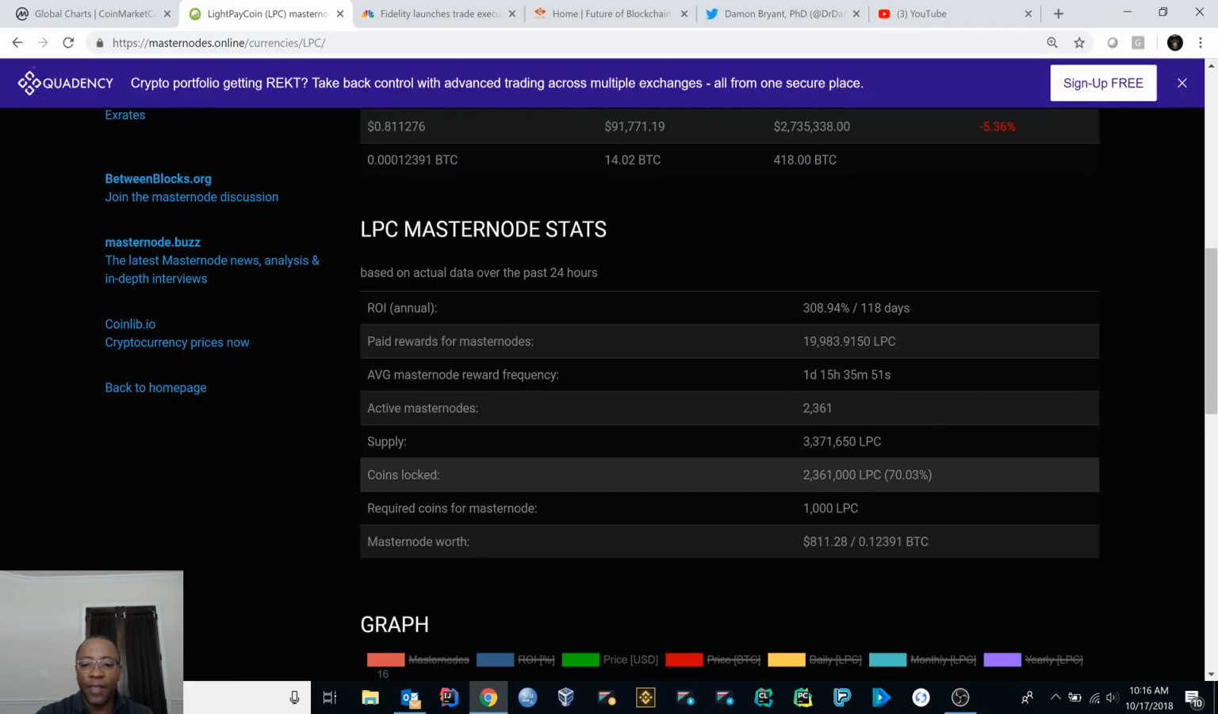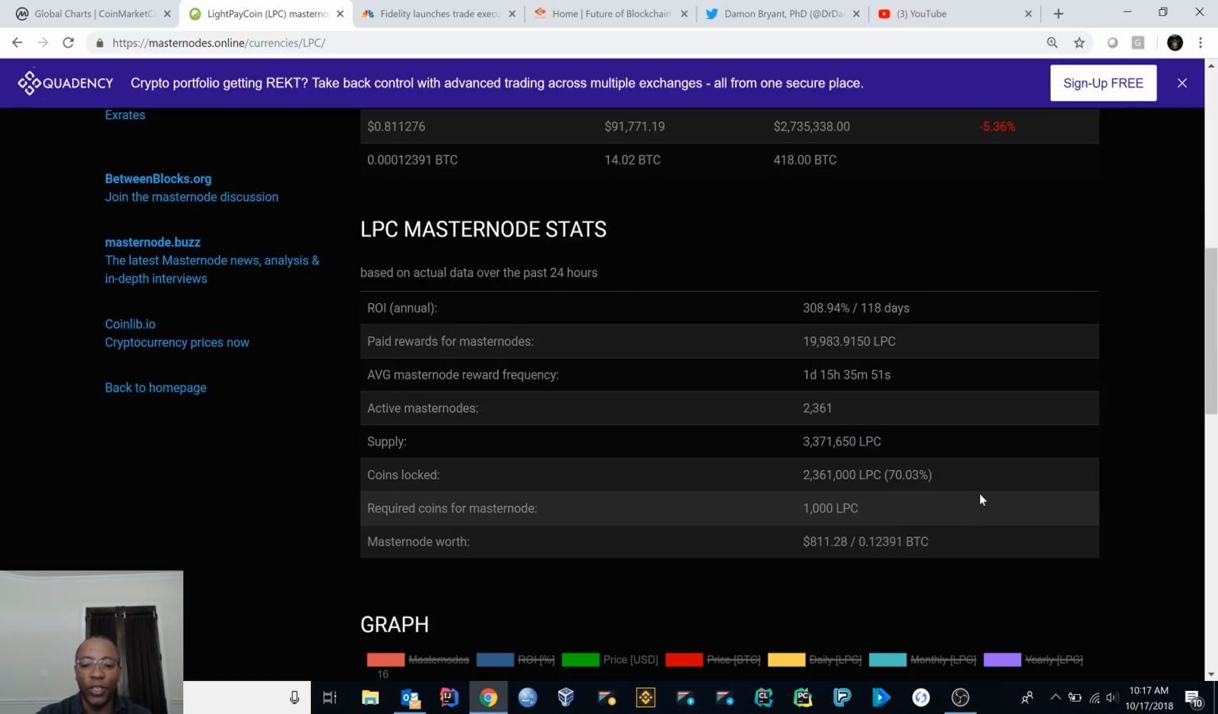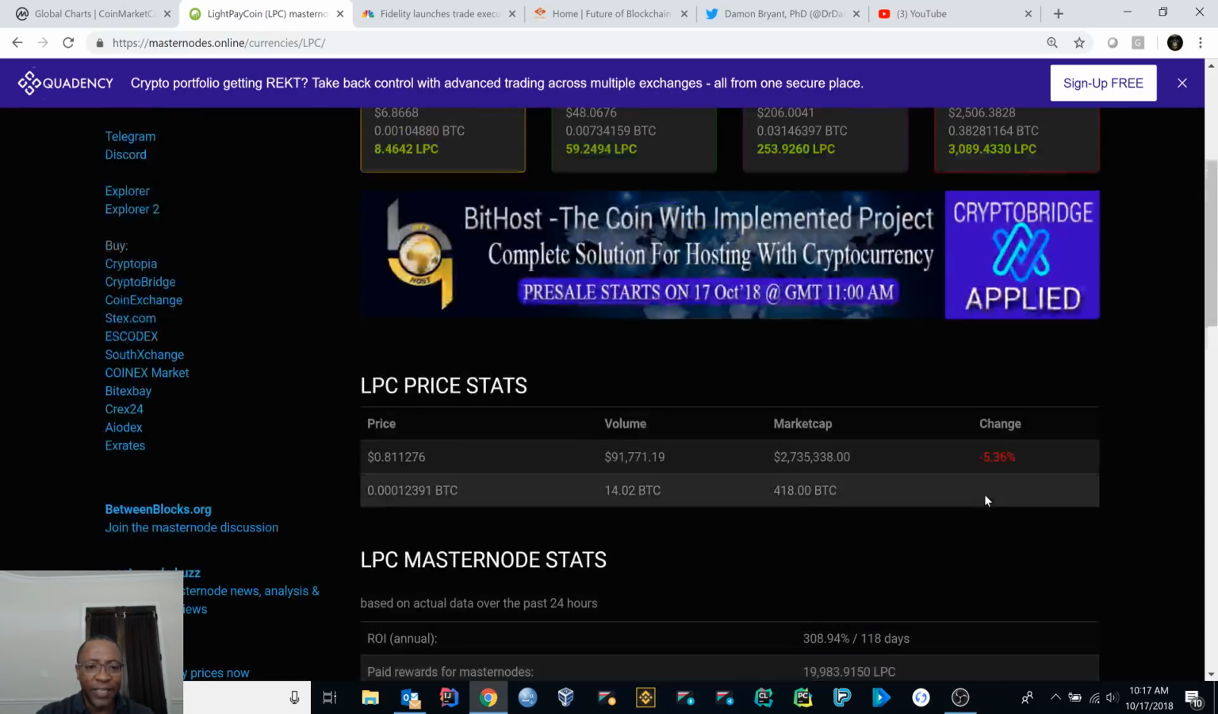At this point, similar to Logis Coin and where we were earlier in terms of the percentage of coins locked up, we're at 70%. That was the target that we set out a couple months back for our masternodes in terms of number of coins locked up. $811.12 in BTC terms is its worth.